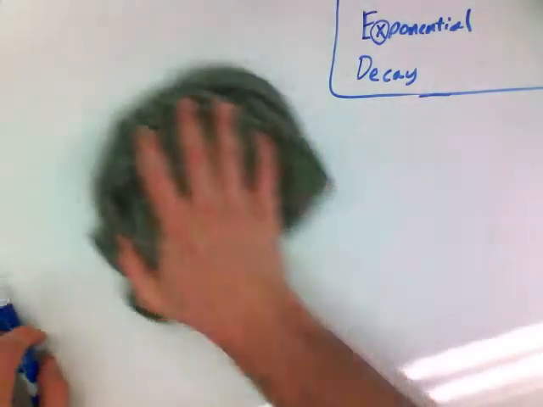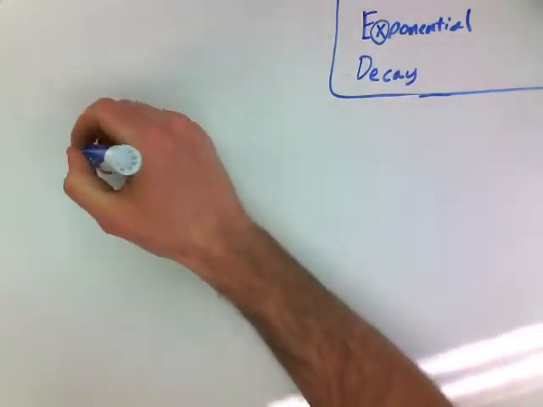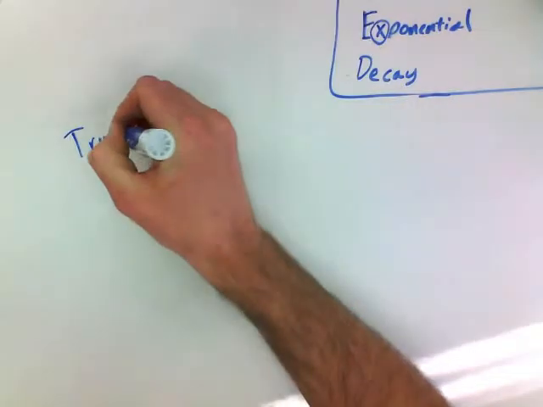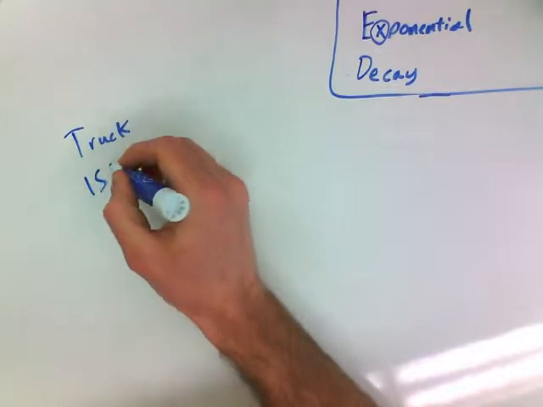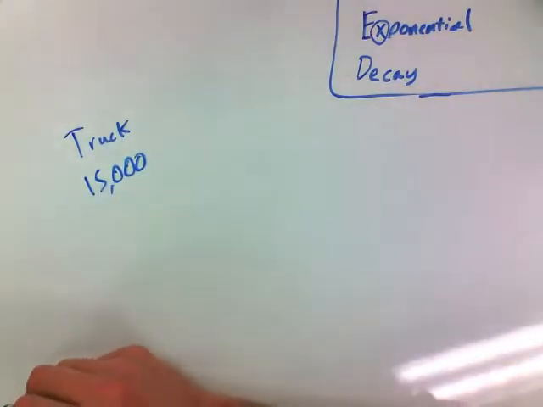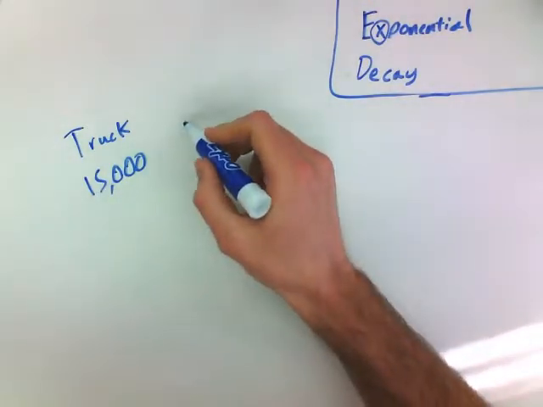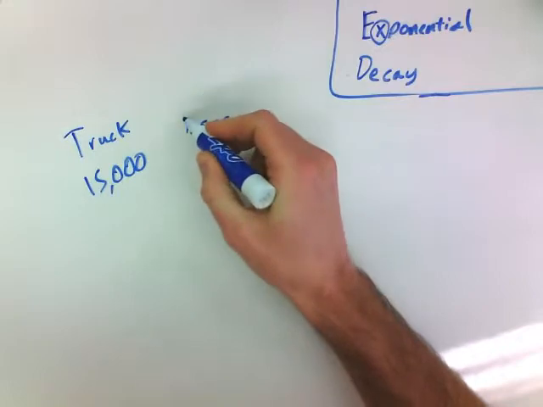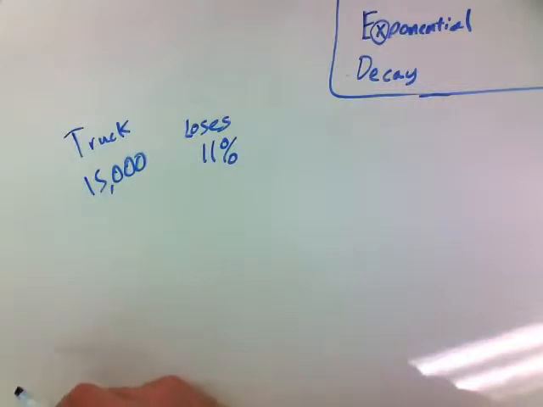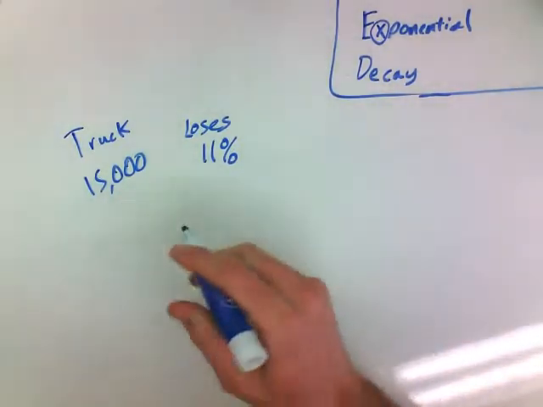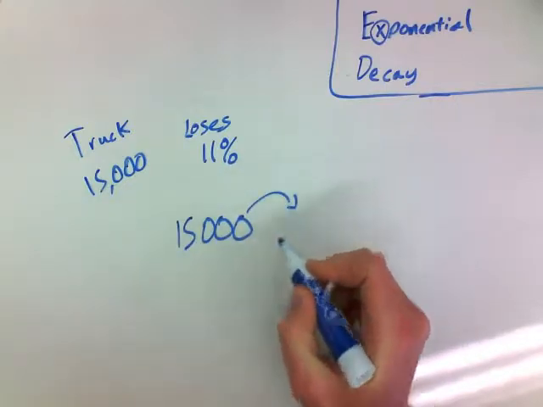Another example of exponential decay, or another way of phrasing it, is let's say you bought this nice truck, right? So you bought this nice truck, and the truck cost $15,000. Well, as soon as you buy a truck, it starts losing value, right? So let's say that it loses 11% of its value every single year, right? So how can I model this equation? Well, I want to start at 15,000. The question is, what is it the next year?